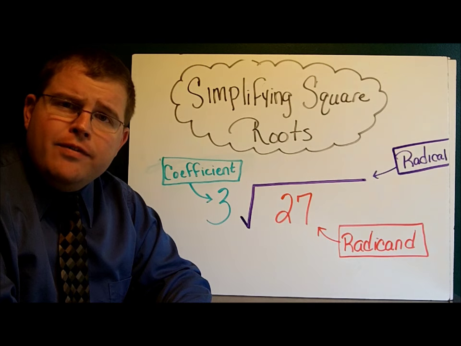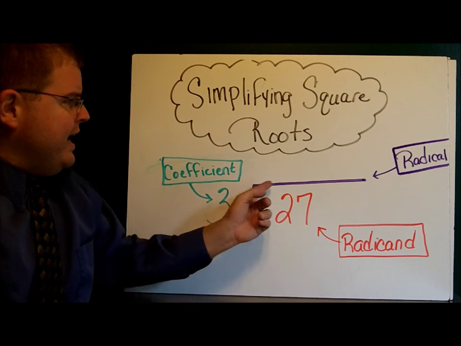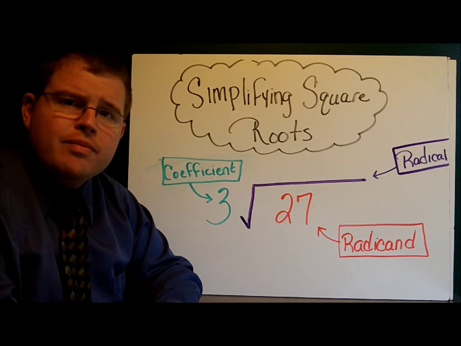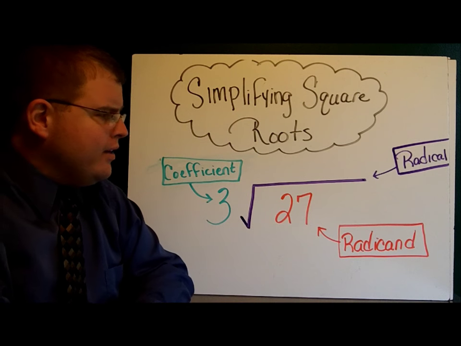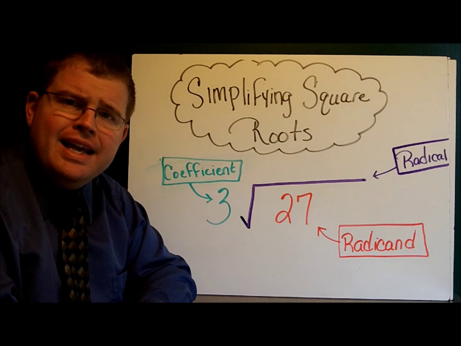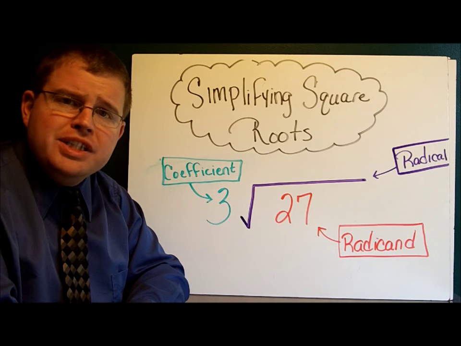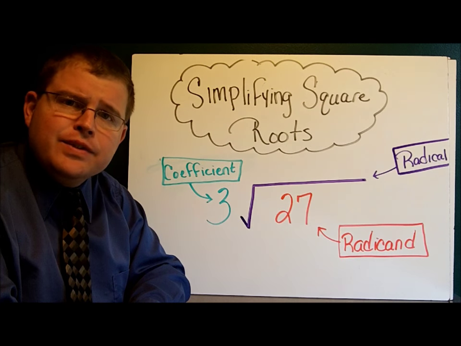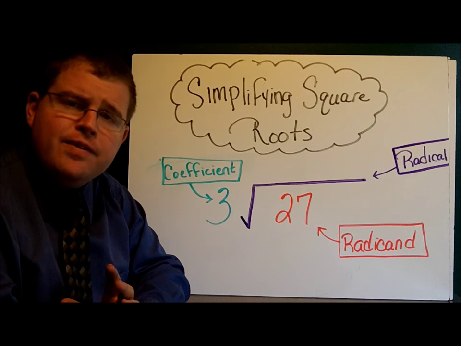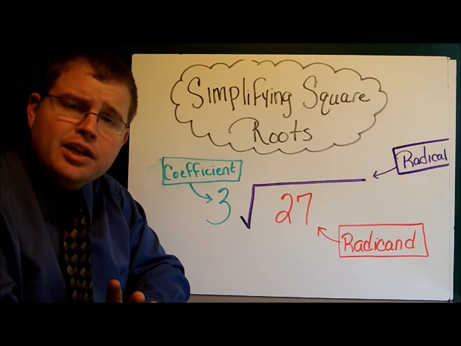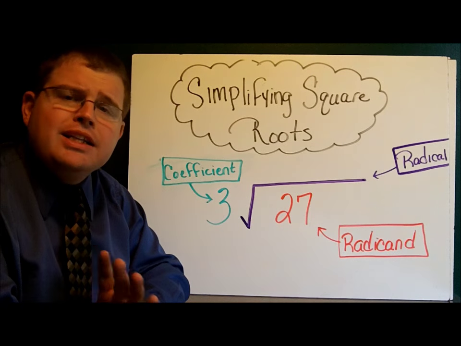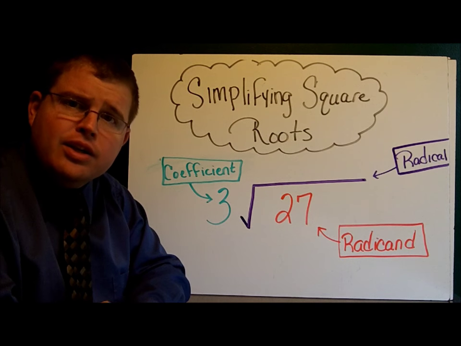Let's begin with a little bit of vocabulary. The purple guy here is known as a radical. The number underneath the radical is known as the radicand. And the number out front we call the coefficient. The process for simplifying square roots is actually fairly simple. It does take a little bit of practice, but after some practice you'll be really good at it. Let's take a look at an example.